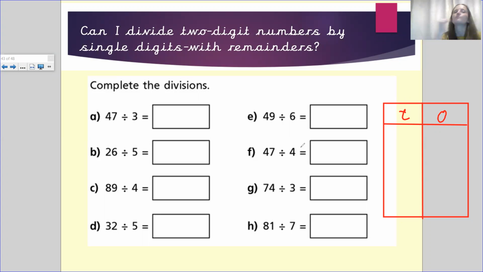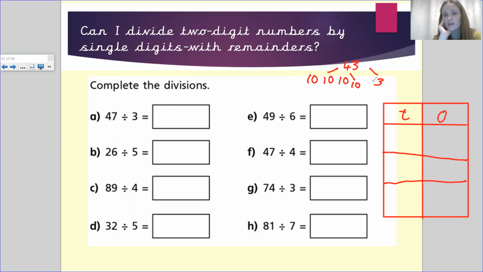So if we look at the first one, it says 47 divided by 3. So 47 cannot divide by 3, but I can see that it is going to make me put it into 3 groups. So I'm going to create 3 groups. 1, 2, 3. And then, like we did in the previous lesson, I'm going to take 43 and then I'm going to split it in there. I know that 43 is made up of 4 10s, so 10, 10, 10, 10, and then it is made up of a 3, okay?